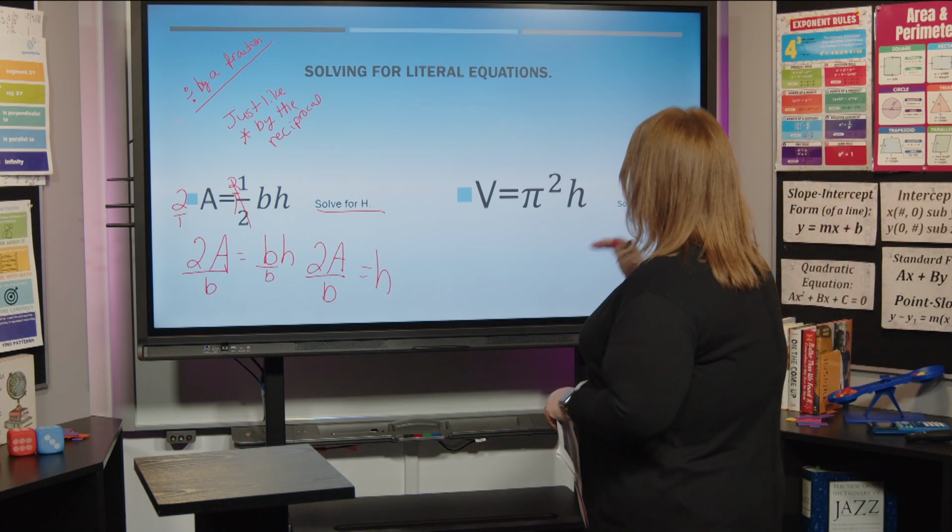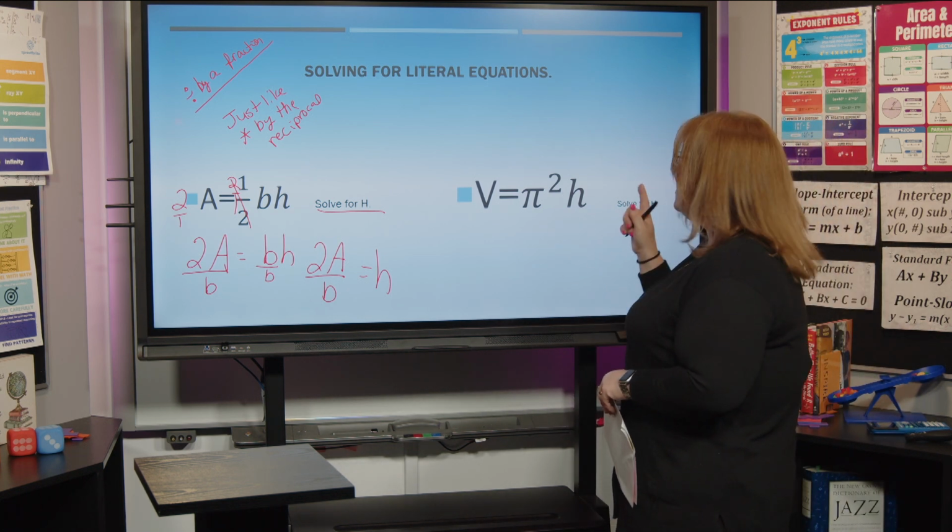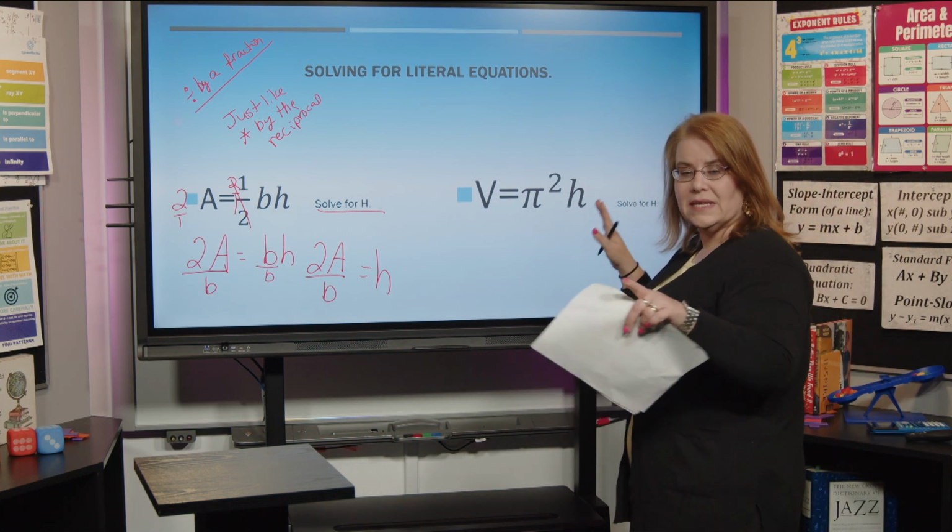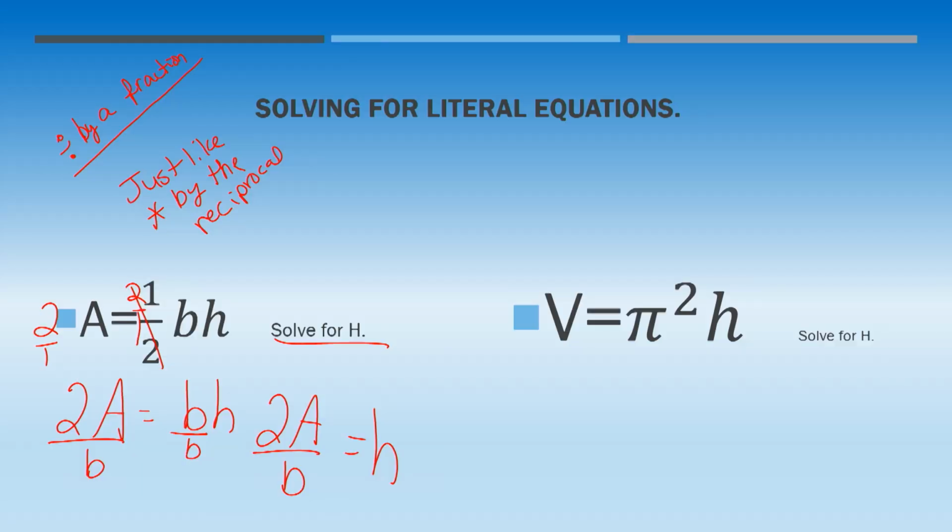Let's look at the next one. V equals pi r squared times h. So I'm going to work this up here on the board, and let's see what we got. So I know that pi r squared times h equals V. I'm getting h by itself, so I am going to divide. I'm going to divide by pi r squared.